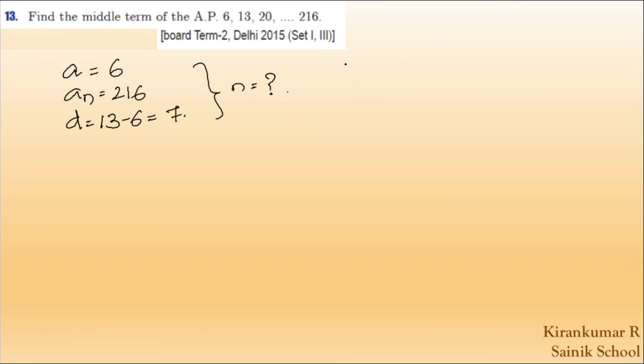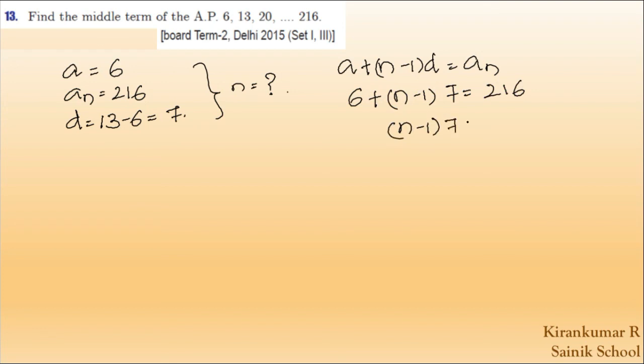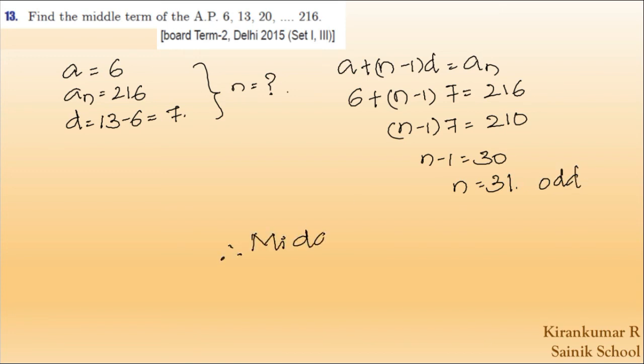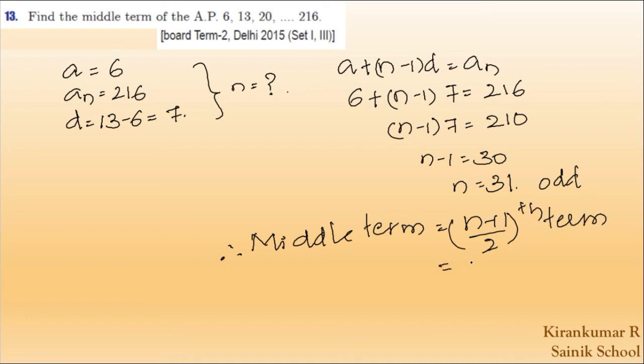For doing that, let me consider a plus (n minus 1) times d equals an. Substitute the values: 6 plus (n minus 1) into the common difference 7 equals 216. So (n minus 1) into 7 will be 210. So n minus 1 is 30. n will be 31. 31 is an odd number. Therefore, the middle term will be the (n plus 1) by 2th term. So here n plus 1 is 32, by 2, which is the 16th term.